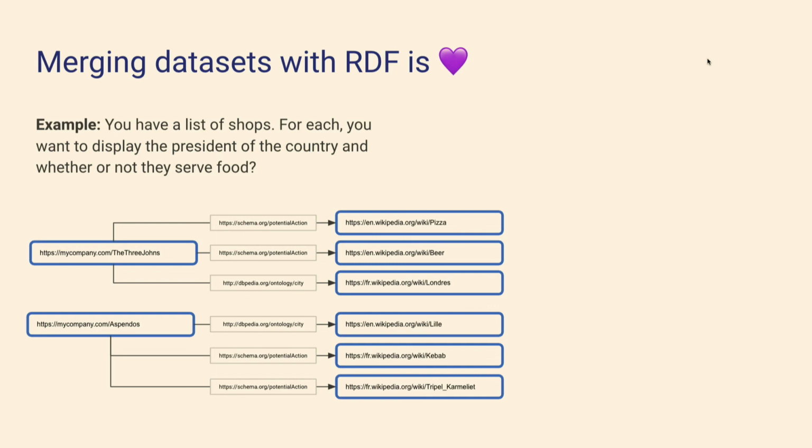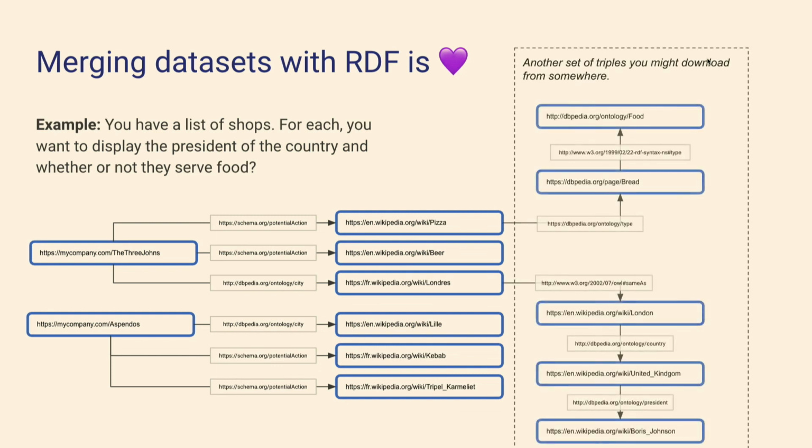Actually, what you could do, if your data is reusing these lovely identifiers from Wikipedia, for example, you can get a data set from DBpedia, download it, put it in your application, and then you can directly query the fact that pizza is actually of type bread and it's therefore of type food. Same thing for the president. So city, Londres, it's actually the same as London, great. And then London's country is United Kingdom, and United Kingdom's president-ish is Boris Johnson.